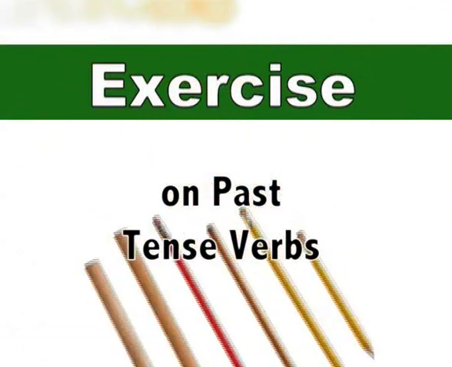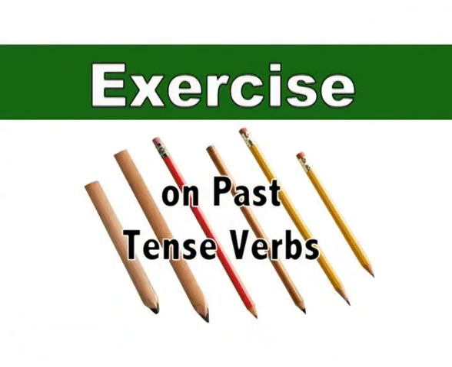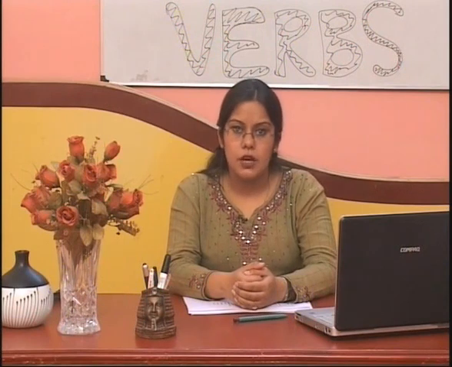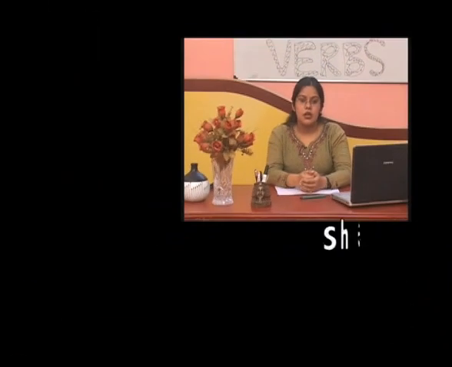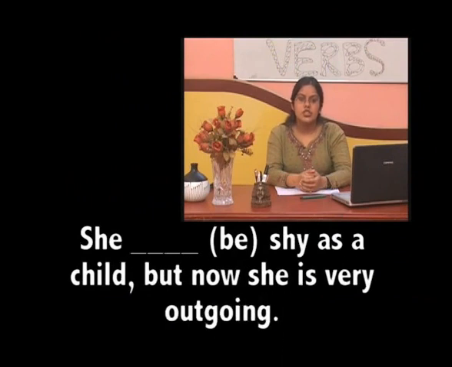Let's do a small exercise on the past tense verb. In this exercise, you need to fill in the blanks with the past tense verbs. The first sentence, she dash shy as a child but now she's very outgoing. I'll repeat. She dash shy as a child, but now she's very outgoing. The verb that you need to fill in is be, the past tense of be.